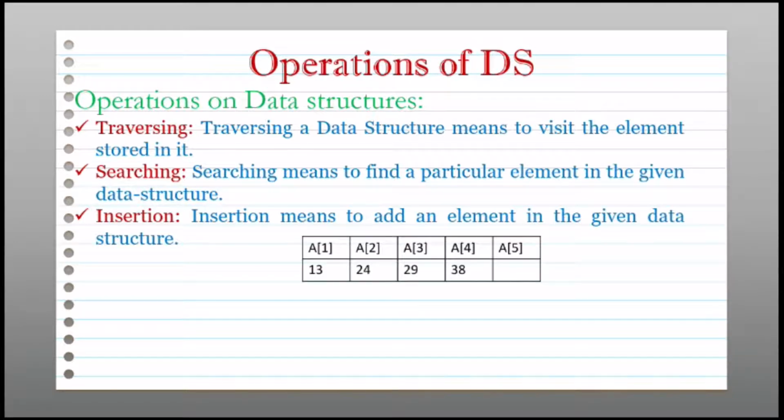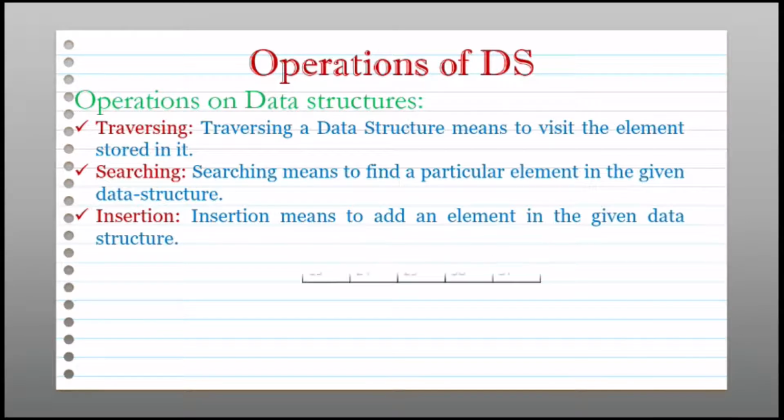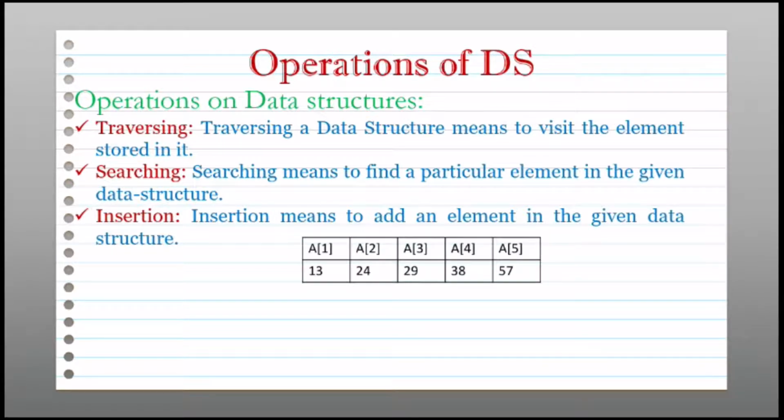So suppose this is the array. So here there are 4 elements present right now. So suppose we want to add one more element in the list. So this operation is called insertion. So now at the 5th position we have added one more element, that is 57. So this operation is called insertion operation.